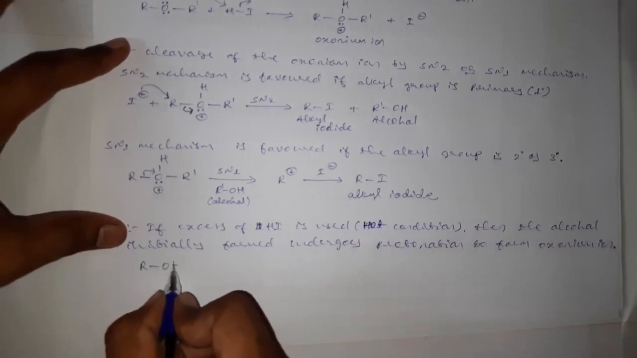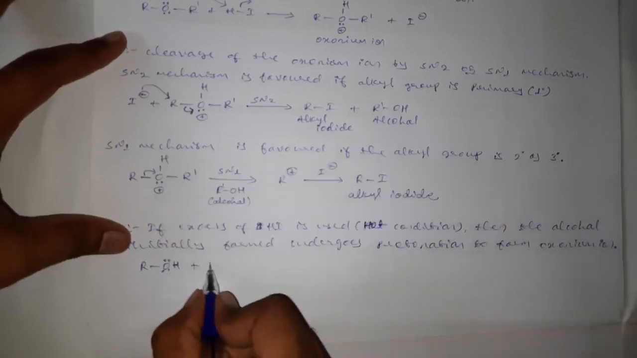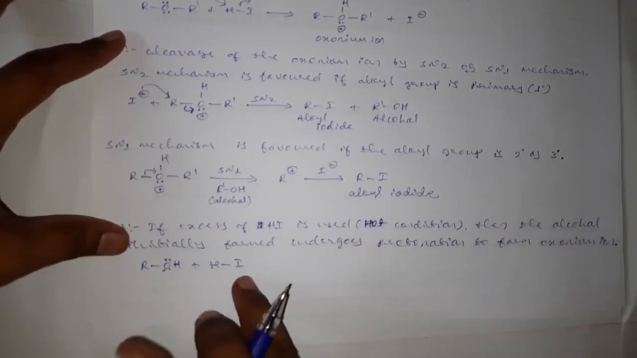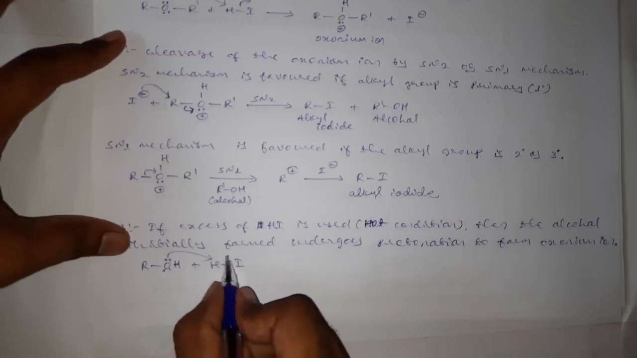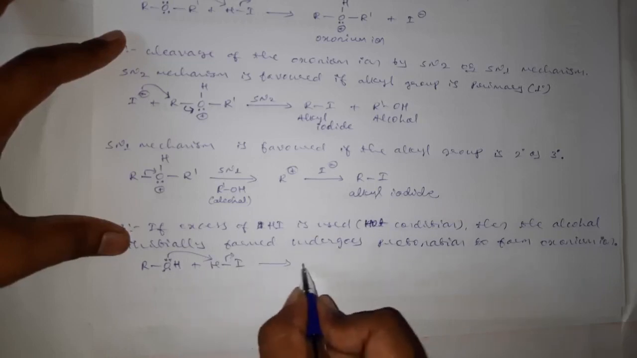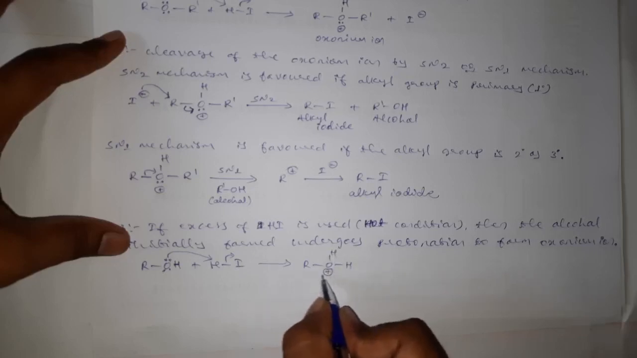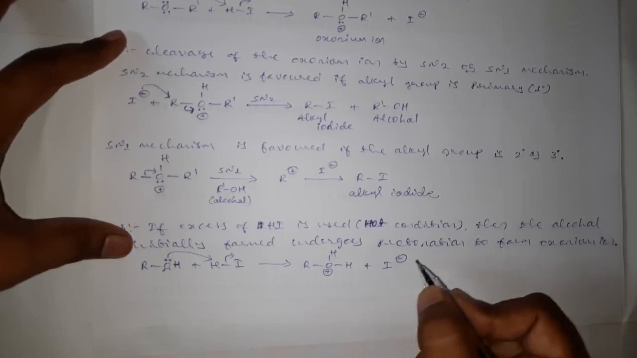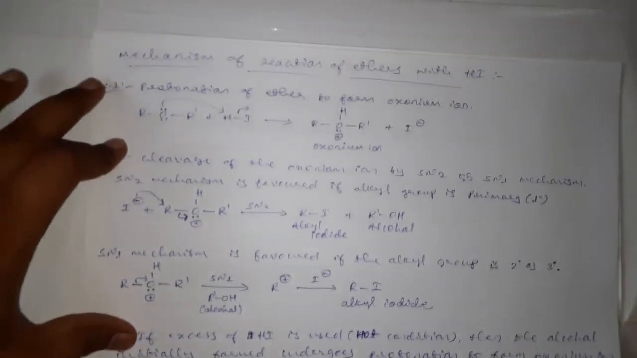This is the alcohol which is formed in the first step, or sorry, in the second step. And when it comes in contact with the second mole, or second molecule, of HI, this oxygen of the alcohol will drag this proton and it will form oxonium ion, H plus, oxygen with 3 bonds and a positive charge, and iodide. Okay, this is the third step.